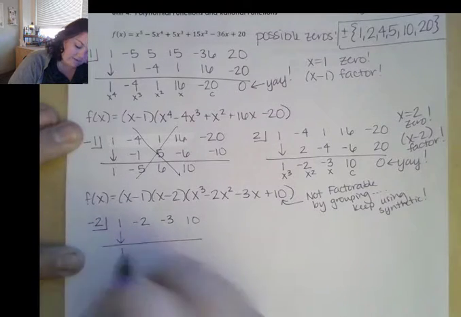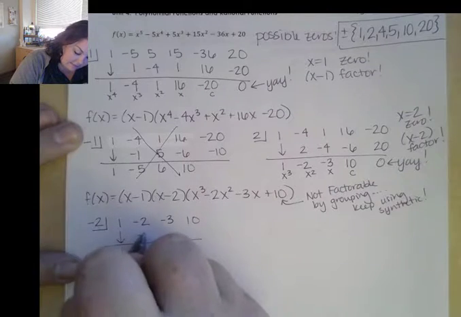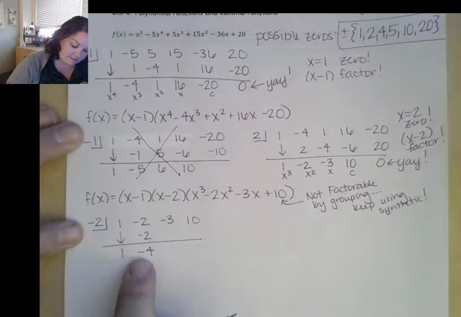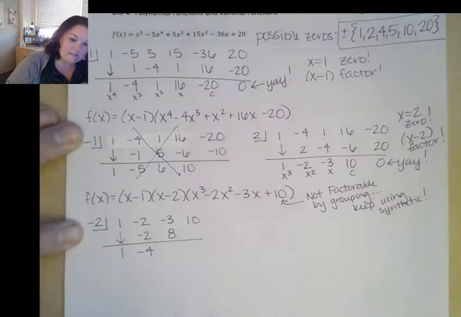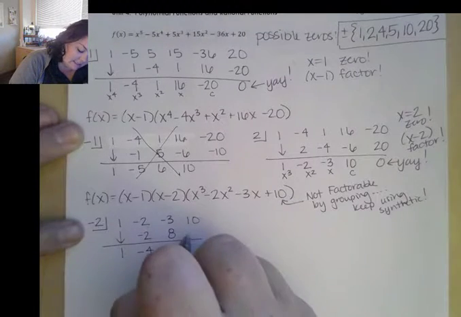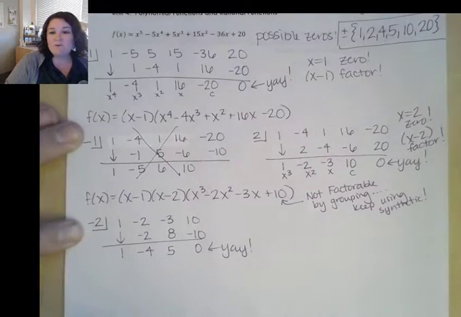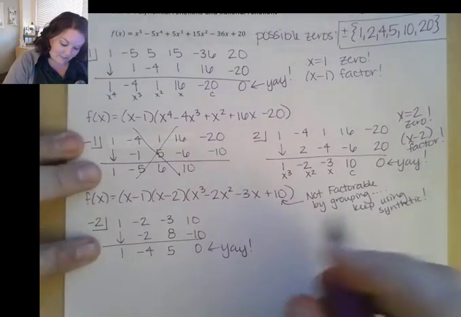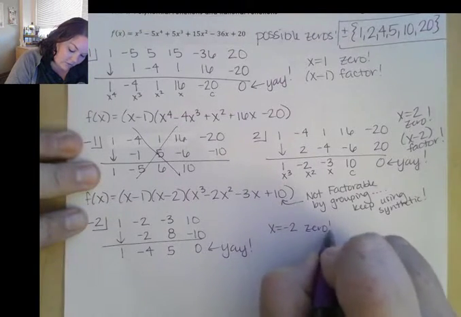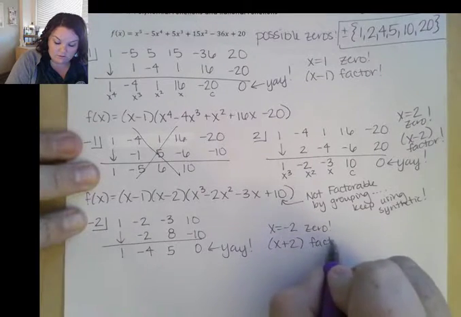Draw my line, bring my first number down. 1 times the -2 in my box is -2. It gives me a -4. -4 times the -2 in my box is a +8, which leaves me with a +5. And 5 times -2 is -10. So yay, we got another one. Great rejoicing, right? So this tells us the number in our box, x equals -2, is a 0. So as a factor, that would be x plus 2.